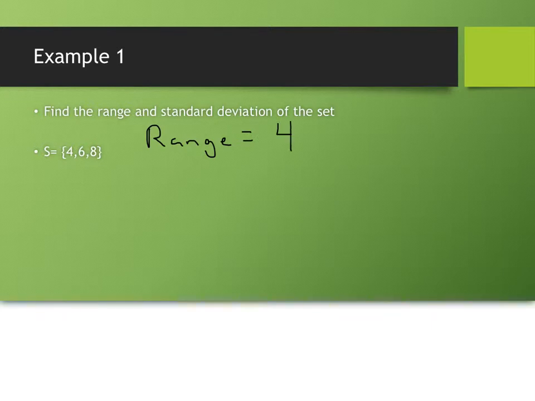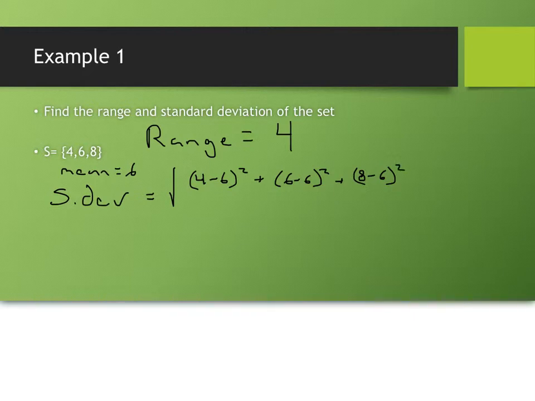All right, to get the standard deviation, we're going to have a big square root. Now, let me say something about this. The average here of 4, 6, and 8 is 6. So when I do the standard deviation, I'm going to do 4 minus 6, square it. I'm going to do a 6 minus 6, square it. I'm going to do an 8 minus 6, square it, divide by 3, and then take the square root of the entire thing.